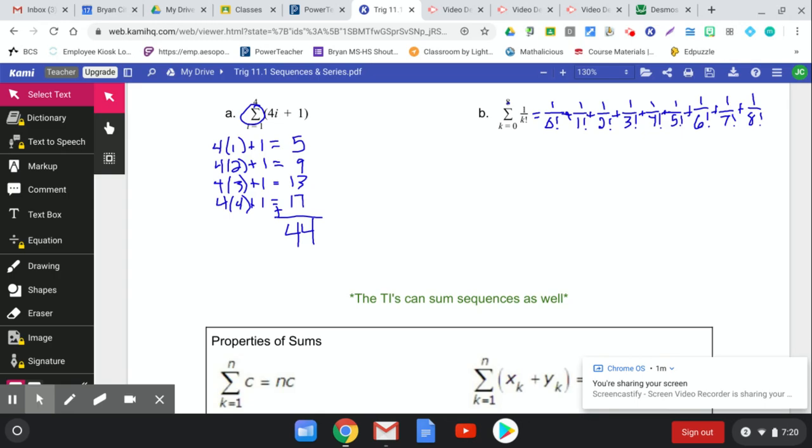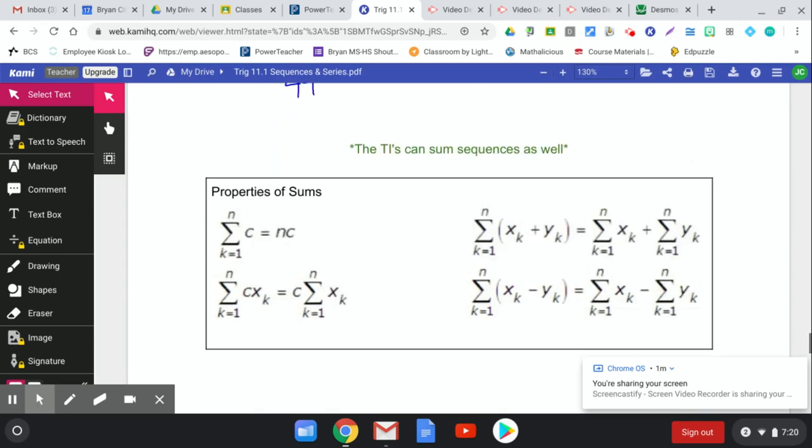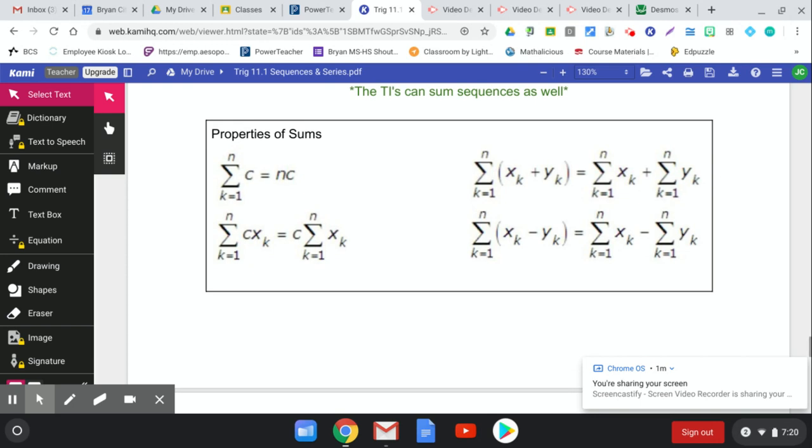All right, so going back, your book has properties of summation. If you're adding where c is a constant, it's just n times c. If you have a constant here, you're allowed to pull that out of a summation and do the summation and then multiply by c. If you have adding or subtracting, you're allowed to pull them apart. We don't do a whole lot with these right now. In calculus, we're going to have all kinds of fun with these properties.